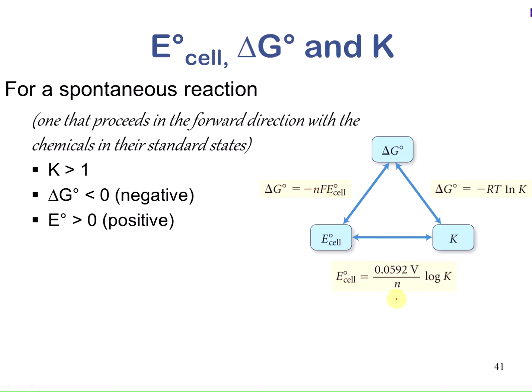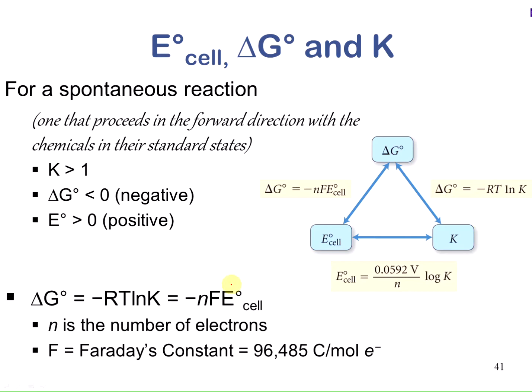And then here we're relating the E cell to the equilibrium constant. And here again we're relating delta G to the equilibrium constant, so you can remember this from your thermodynamics chapter. So again, as I previously said, n is the number of electrons being transferred in this equation, and F is Faraday's constant, and that value is 96,485 coulombs per mole of electrons.